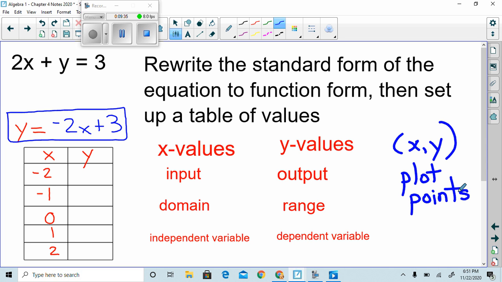Now, I mentioned 2 other ways that we're going to be graphing linear equations, and you already had a hint at the graphing using the x and y intercepts, and that'll be our video lesson for our next class.